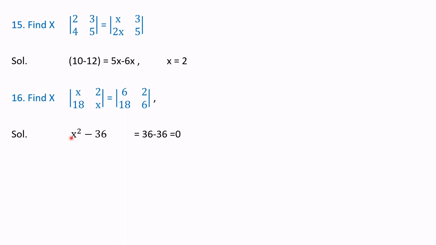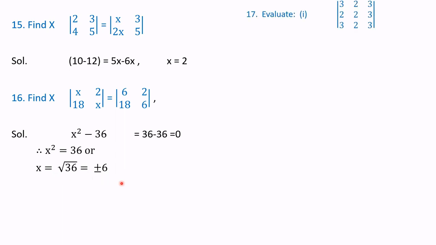Therefore x into x is x square, minus 2 into 18 is 36. That is the left hand side. On the right hand side we have 6 into 6 is 36, minus 2 into 18 is minus 36. That is 36 minus 36 is equal to 0. Therefore, x square is equal to 36. This 36 is moved to the right hand side. Therefore, x will be equal to the square root of 36, plus or minus 6. x is plus or minus 6. That is the answer. Next problem 17.